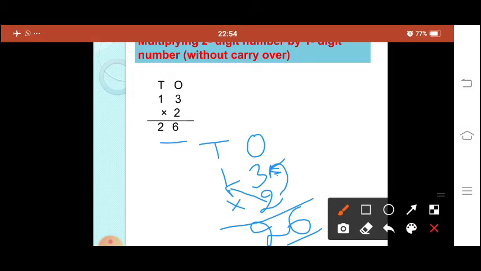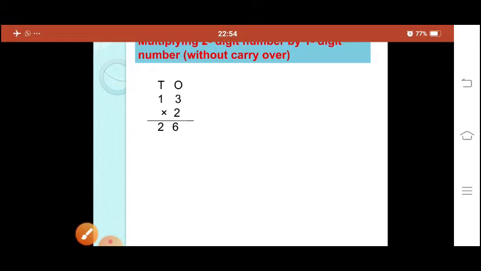So what we have to do? The number we are multiplying, what do we call this one? We call this the multiplicand. We will multiply the 2 with the ones place digit first, like 2 threes are 6. Then we will multiply with the tens place digit. This is the way we multiply a 2-digit number by a 1-digit number. Okay, next.